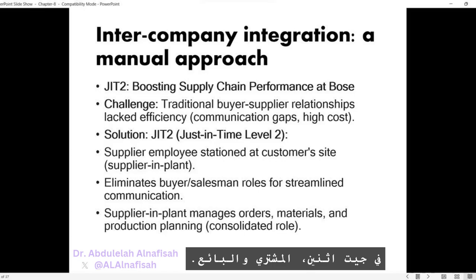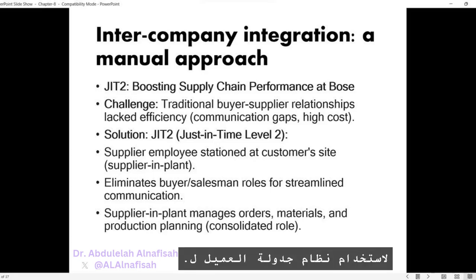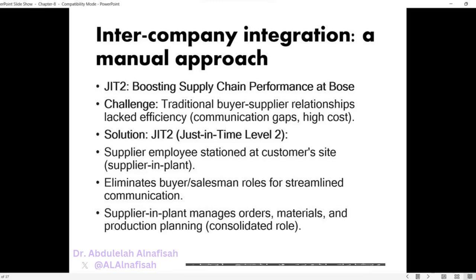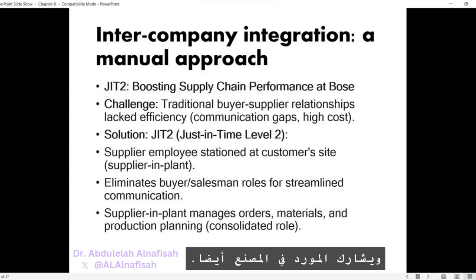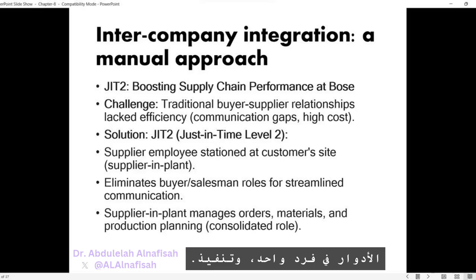In JIT2, the buyer and salesman roles are eliminated from the customer-supplier relationship, and a supplier employee is stationed full-time in the customer's purchasing office. This supplier in-plant has the authority to use the customer's scheduling system to place orders and handle material planning for the supplied materials. The supplier in-plant is also involved in the production planning process, streamlining the supply chain by consolidating multiple roles into one individual. The implementation of JIT2 has brought significant benefits to Bose.